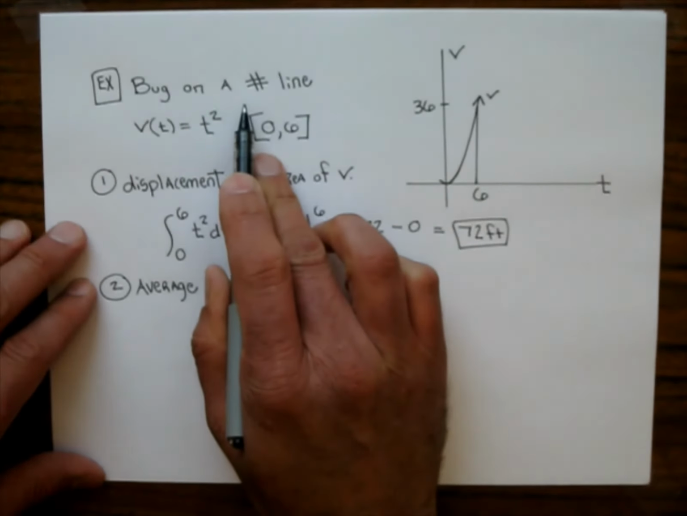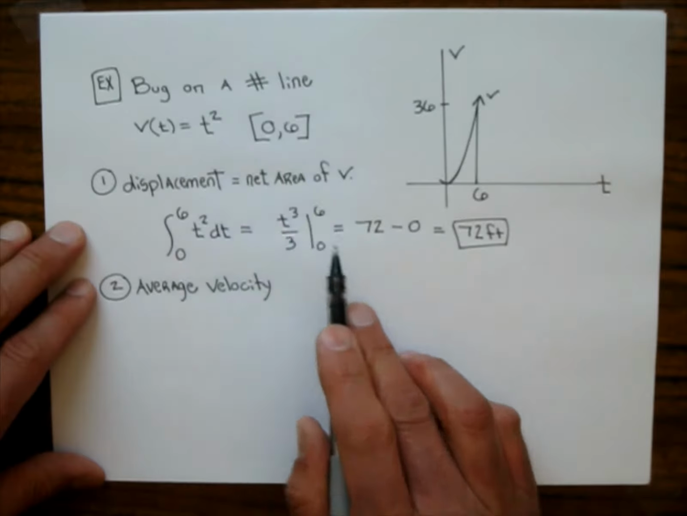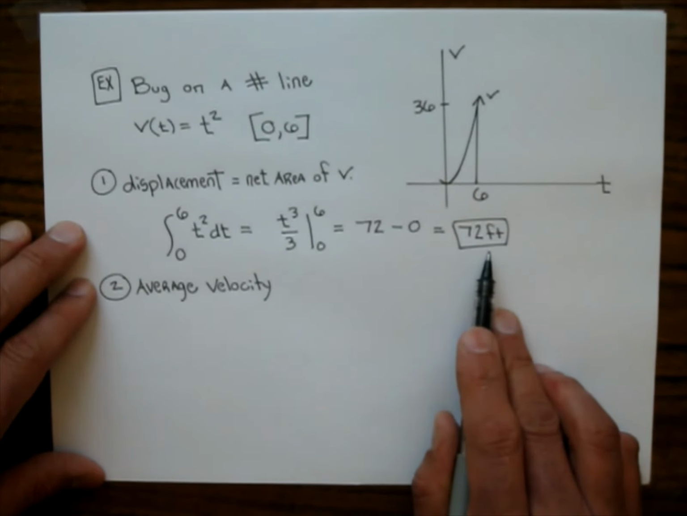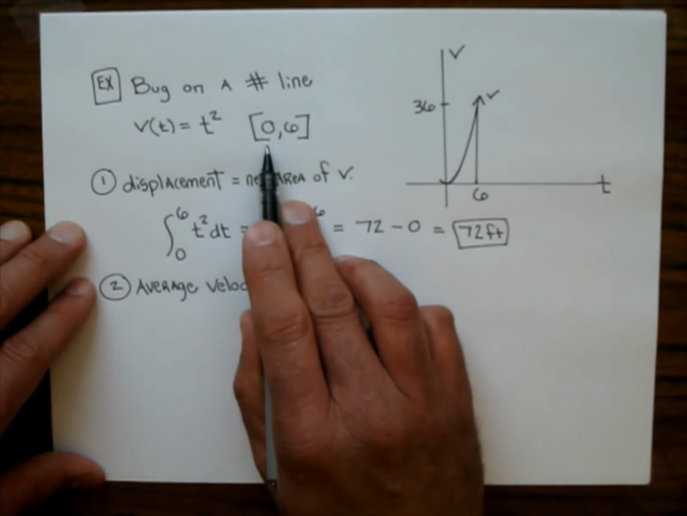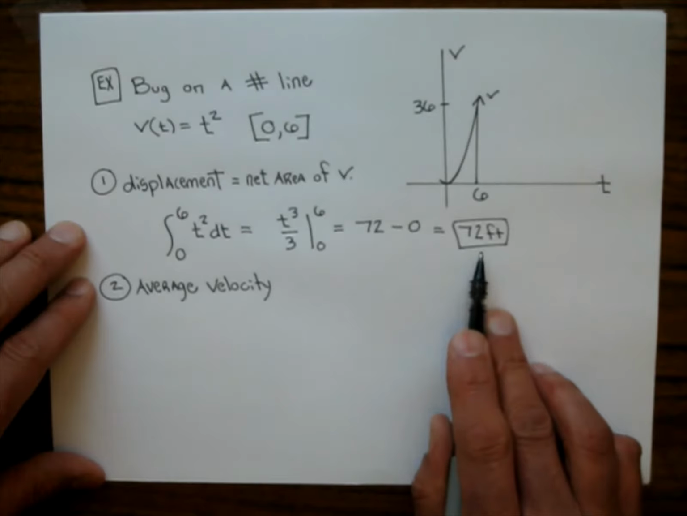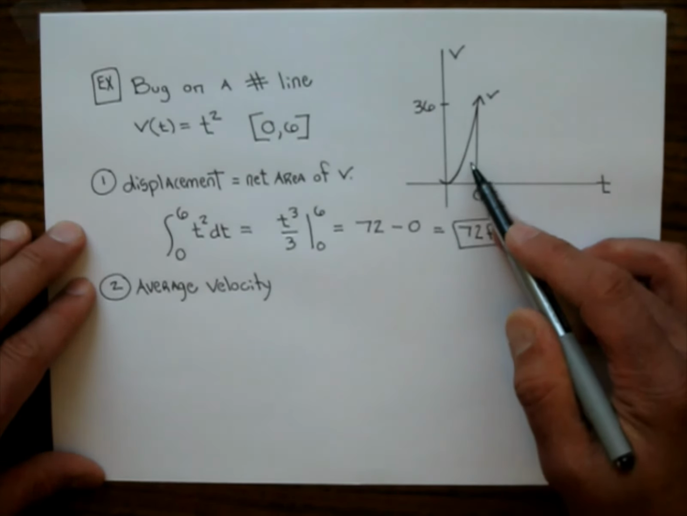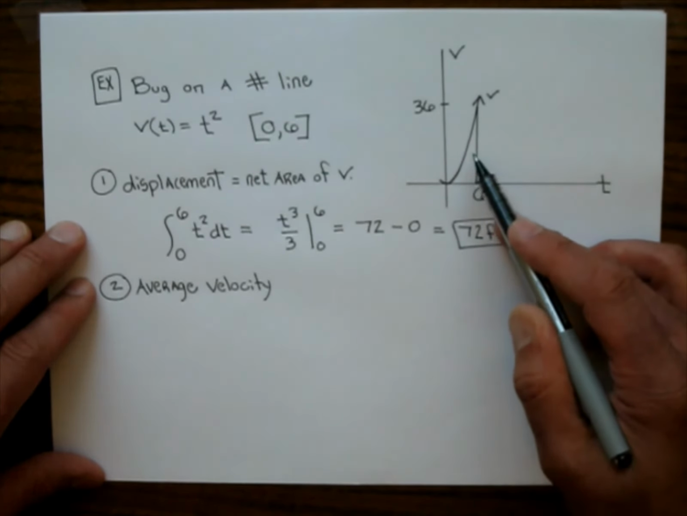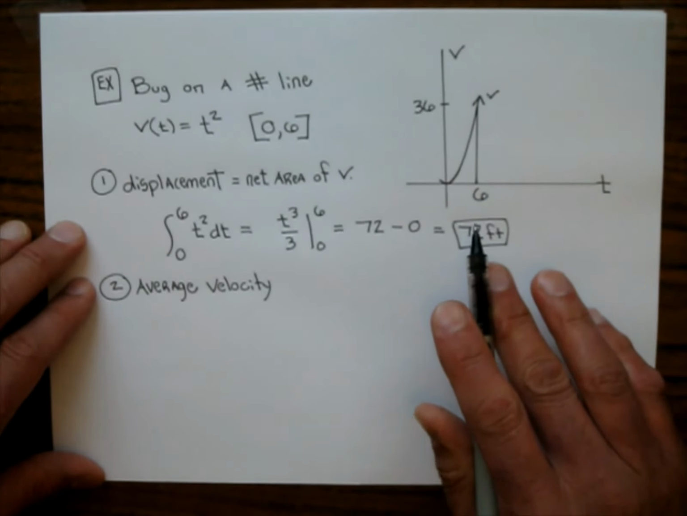So this is a bug on a number line, and from time 0 to time 6, he's displaced 72 feet. And that's 72 feet to the right from wherever he was originally at time 0. The 72 also represents the area, the net area of this graph from 0 to 6. And in this case, I usually draw that in blue because it's above the t-axis. I'm going to hold off on that.